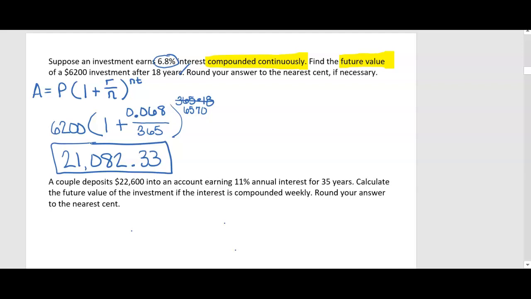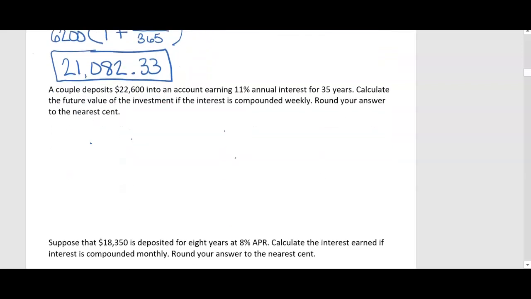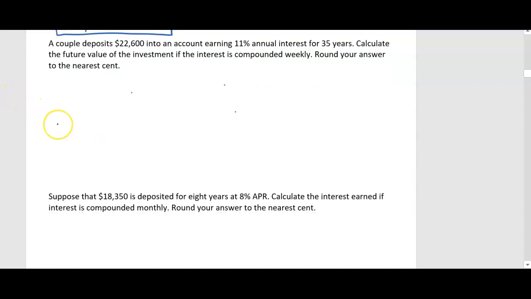Okay, let's look at another one. This time we are depositing $22,600. We're going to earn 11% interest for 35 years. Again, here are some key words. Calculate the future value of the investment if the interest is compounded weekly. So this is letting me know I'm using my more complicated formula.